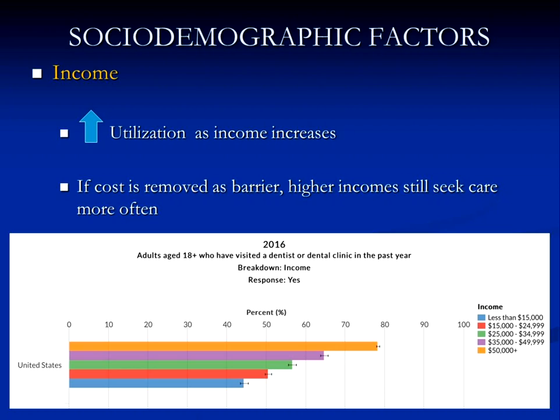In terms of income, we know that people that are wealthier tend to utilize dental services more. And you can see that here on the graph from the CDC, that it almost looks like a stair step there, where the bottom row is less than $15,000 in income, and we're seeing probably about a little less than 45% of that population going to the dentist, compared to probably about 78% of people that are making over $50,000.